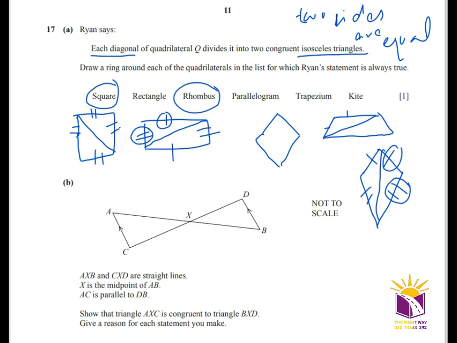So for this question number 17, your answer will be square and rhombus. You have to draw a ring around these. So I have ringed the square and rhombus.